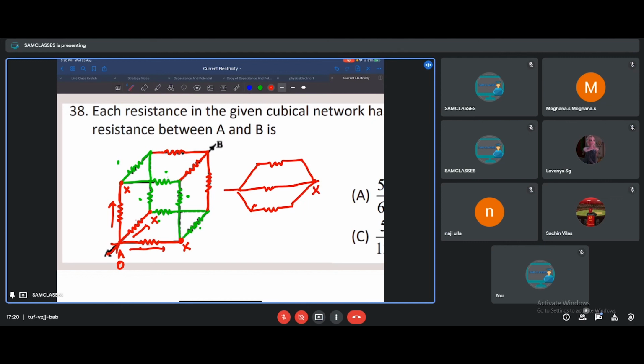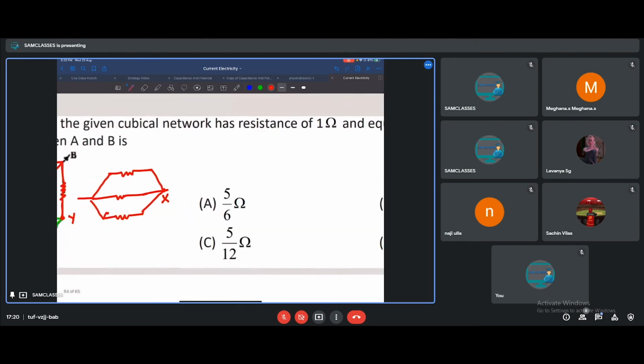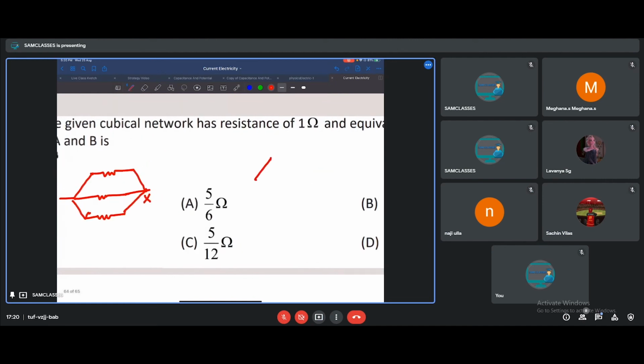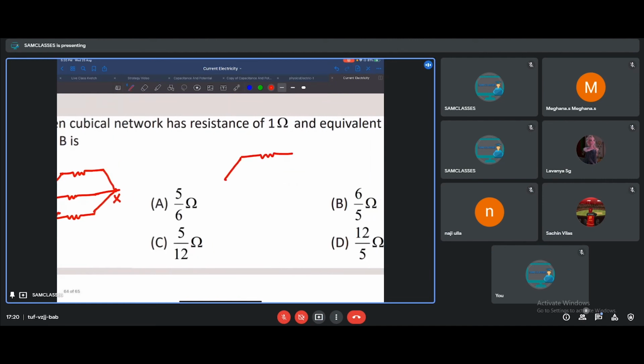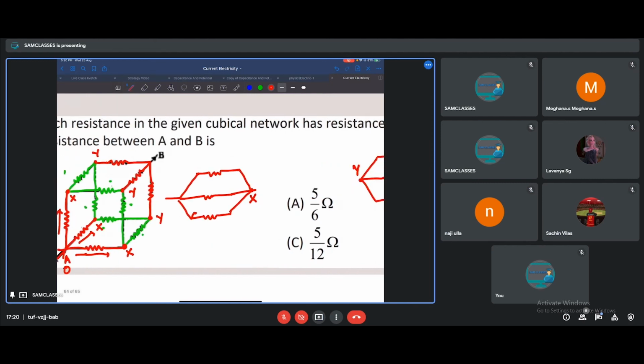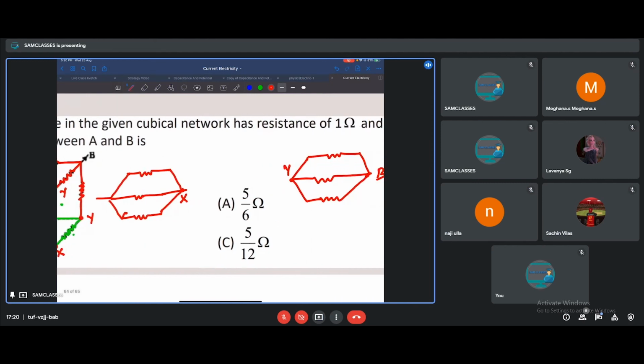From X, I'm going to somewhere a point that is, let's say, Y here. All the points coming from B are Y. So let's say from B, 3 connections are coming. 1, 2, this is B and this is Y. Now between X and Y, how many connections are there? First connection between X and Y. So I made it like this.